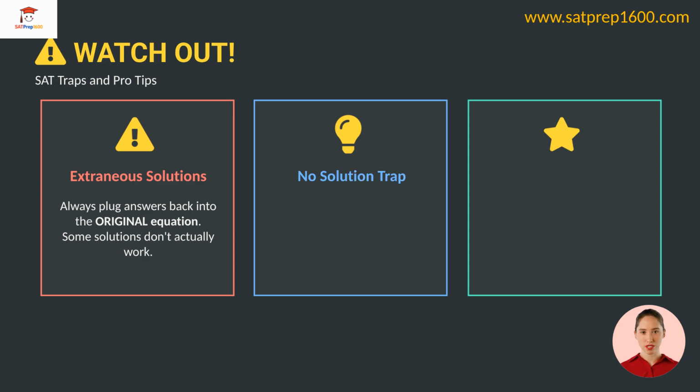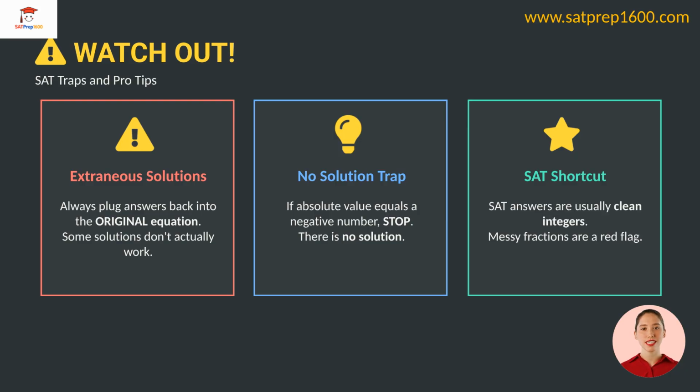Second, the no solution trap. If the absolute value equals a negative number, there's no solution, period. Don't waste precious test time trying to solve it. Third, a helpful shortcut. SAT answers are almost always clean integers. If you're getting messy fractions or decimals, that's a red flag to recheck your work.